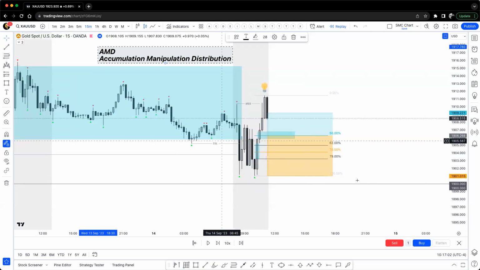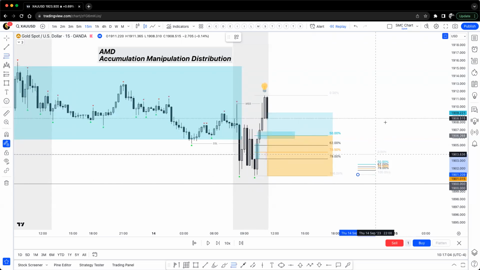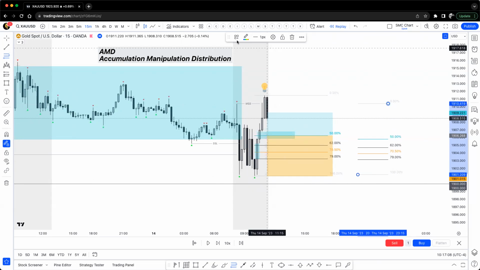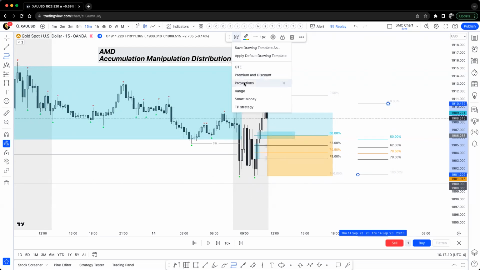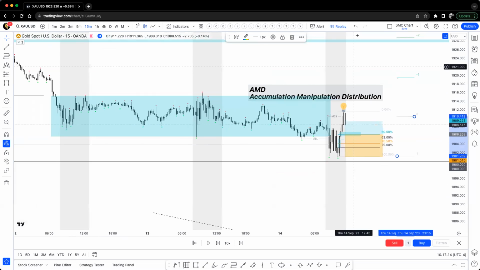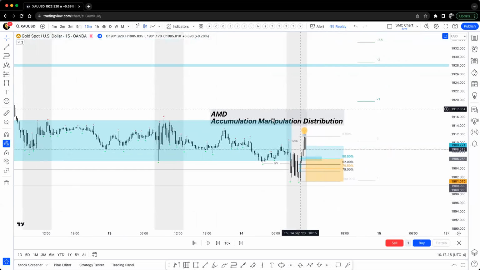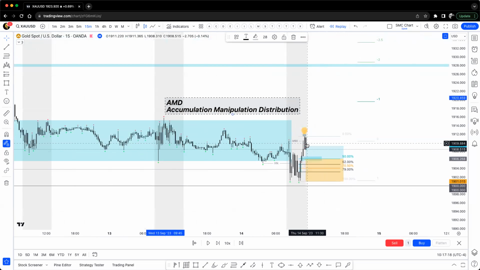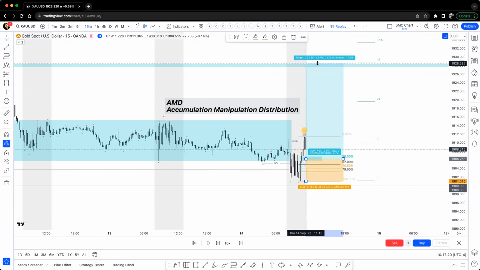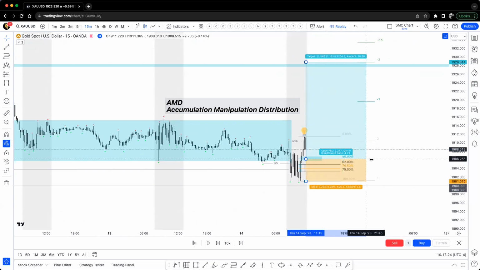I'm going to use the fib. This high to this low. Change the settings. And then from there, I could be targeting either my support, my resistance right there at the top, or number 2, or 2.5. That's up to you right there.